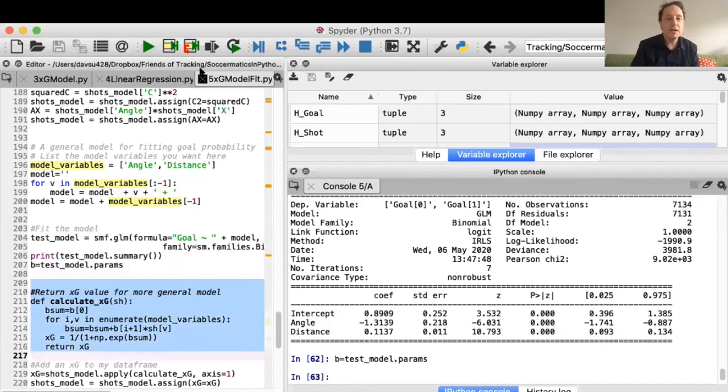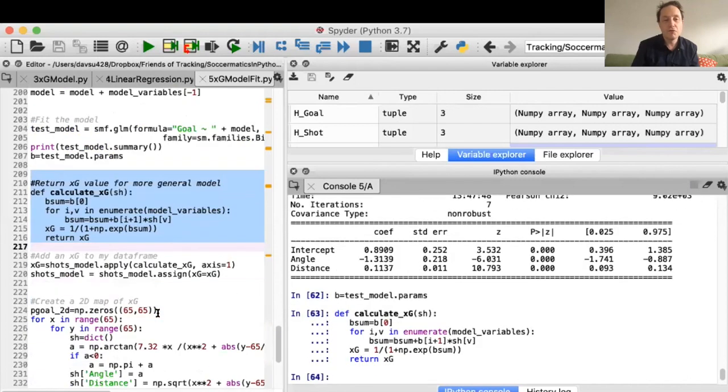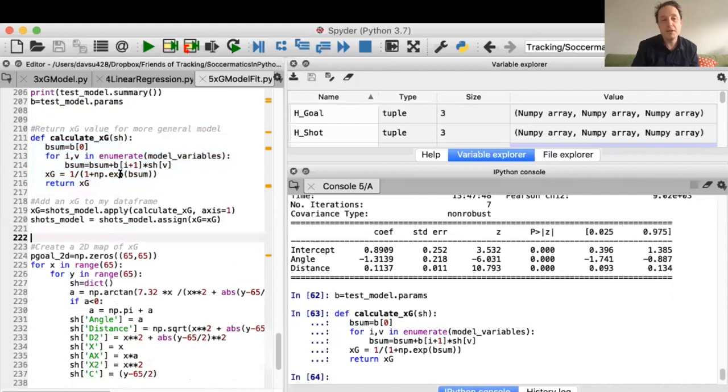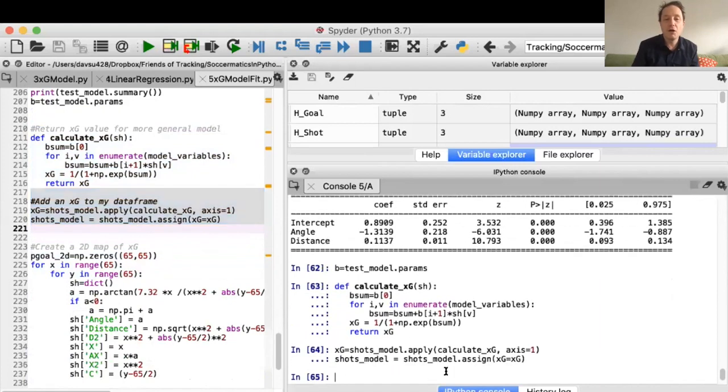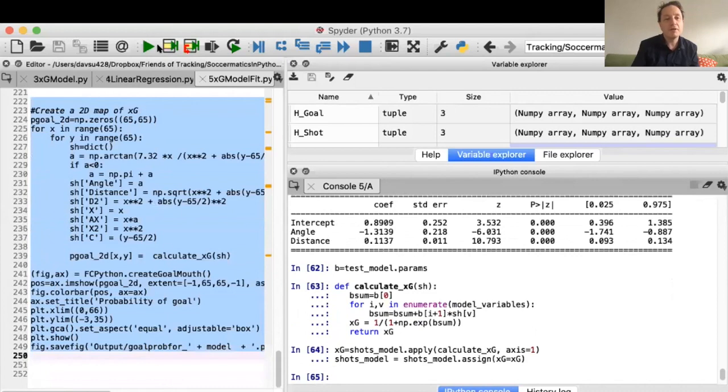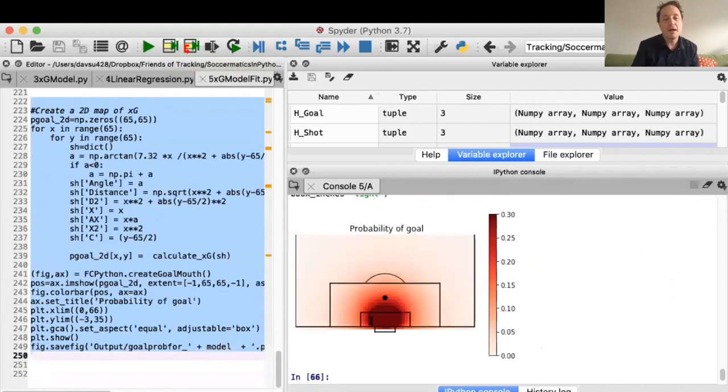Then I've made a little function here which calculates the expected goals from these parameters B, basically using the logistic function. And then I've added the expected goals to my shots model here. And finally, I create the map by calculating everything one more time and sticking it into the function. So I need to go back from the XY coordinates I've used for the pitch to the angle and distance coordinates. I do that conversion, and I can look at the probability of goal.